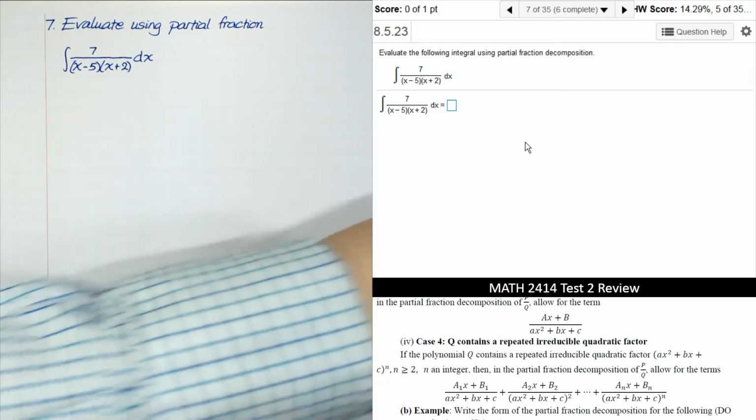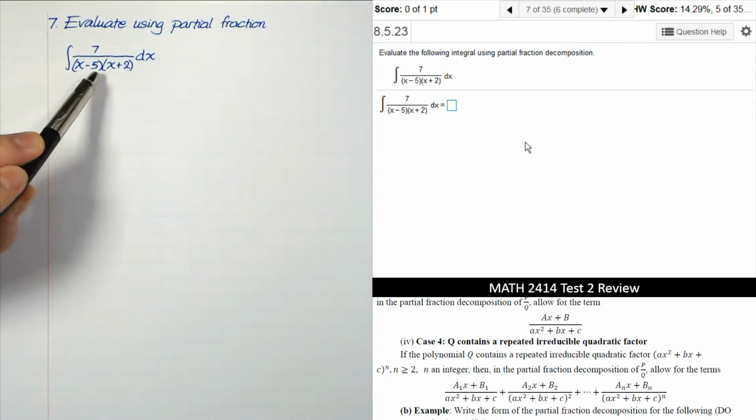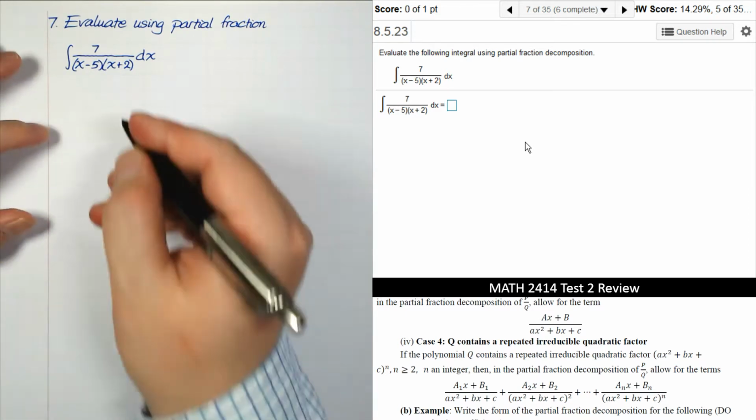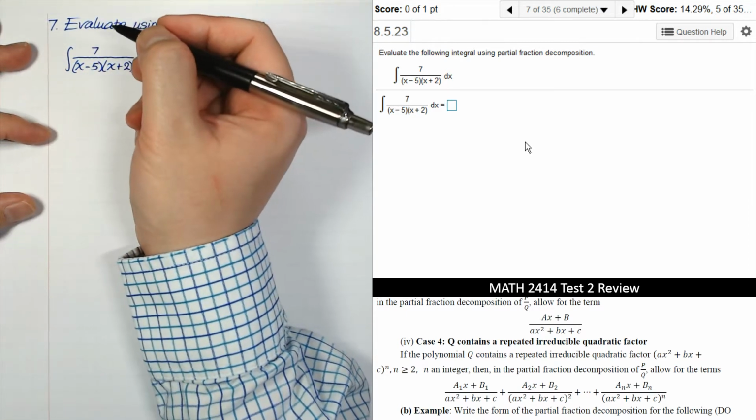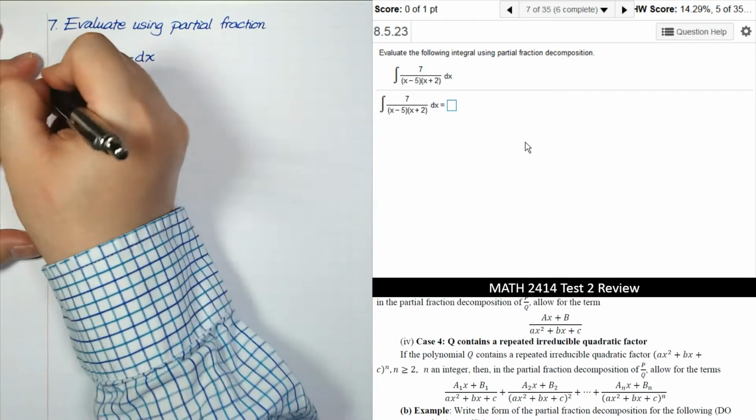So obviously we have a form of the partial fraction, so we try to break this into a bunch of little fractions and then we integrate. So we do the partial fraction.